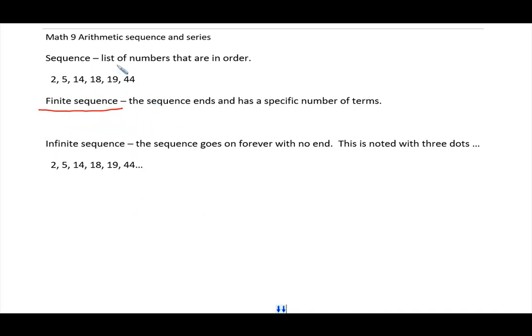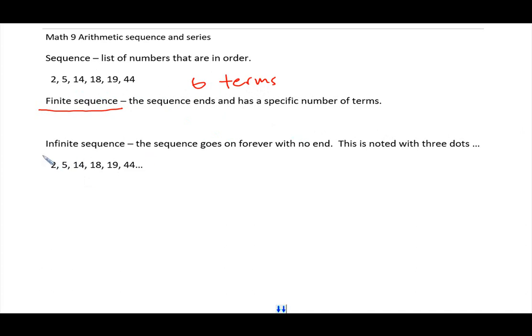Now the number of terms, right? So for this sequence right here, there's 6 numbers. So we can say this sequence has 6 terms, okay? So this would be the number of terms for this sequence, right?